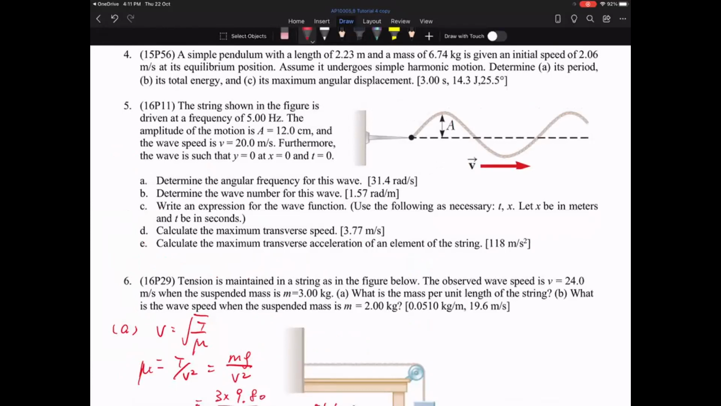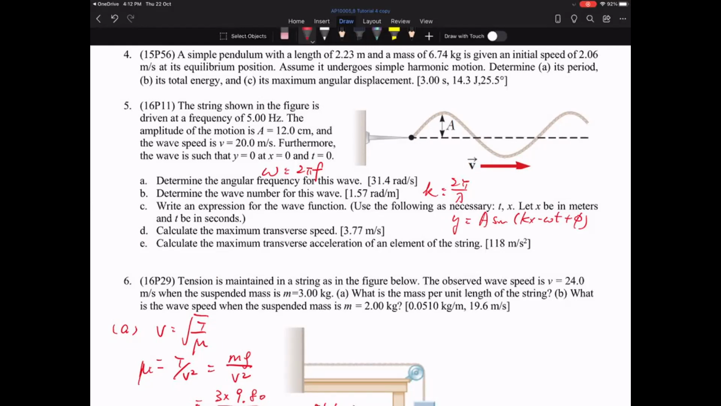In tutorial 4, question 5, you would be asked to calculate the angular frequency, that is omega, and the wave number, k, which is 2 pi over lambda. Omega is 2 pi f. And you are asked also to write an expression for the wave function. So the expression is y equals A sine(kx minus omega t plus phi) in general. So you just have to put in the various numbers to find out the expression.